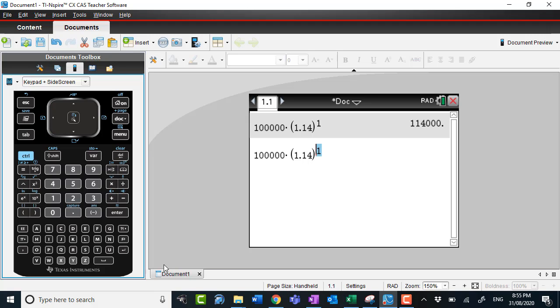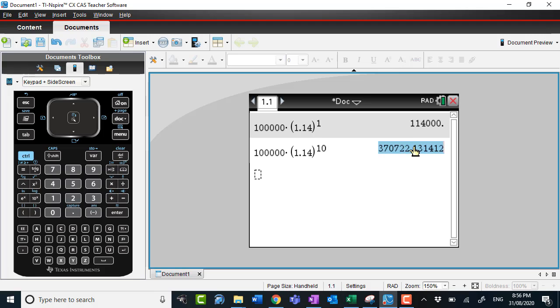Okay. Now, sure, we could work it out after 1 year pretty comfortably, but what happens if we're looking after 10 years? This is the power of compound growth. As those years go on, after 10 years, this painting would be worth $370,722, and it started off at 100,000. So that's in just 10 years.